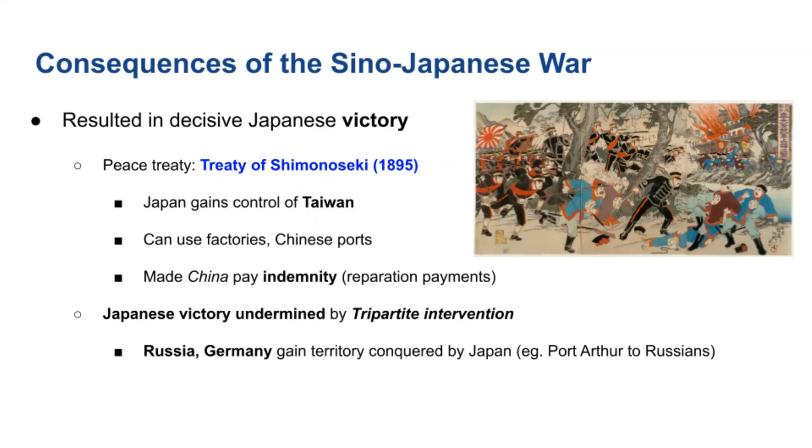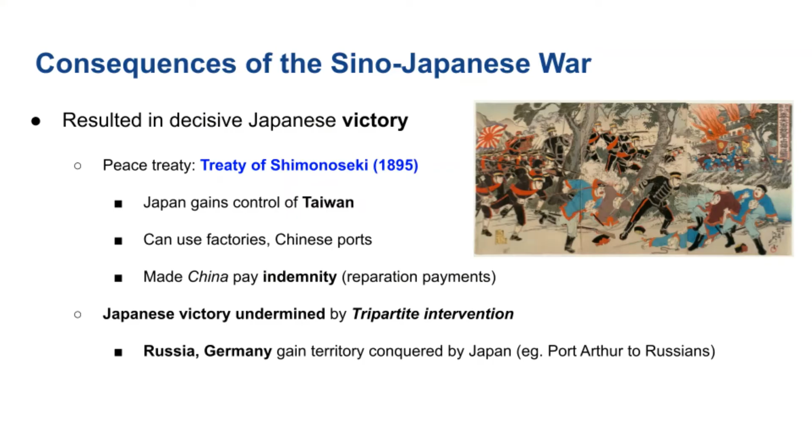What were the consequences of the Sino-Japanese War? First of all, the war resulted in a decisive Japanese victory. It gave them the Treaty of Shimonoseki. Japan now had control of Taiwan, could use Chinese factories and ports, and made China pay reparations.